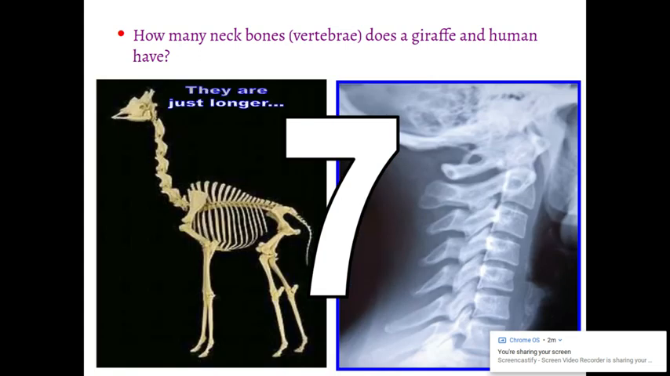Turns out it's just that they're longer in the giraffe. They're actually the exact same structure. They look exactly the same, but one is bigger and one is smaller. And that's another piece of evidence that shows that we have a similar structure. We call this a homologous structure. We'll talk about this in just a moment. But basically, we have a similar structure, but it does something a little different.